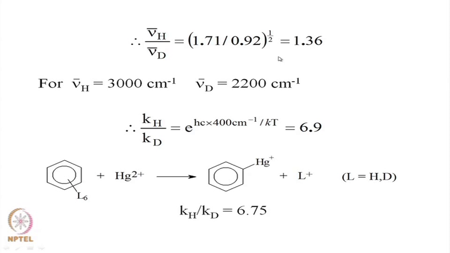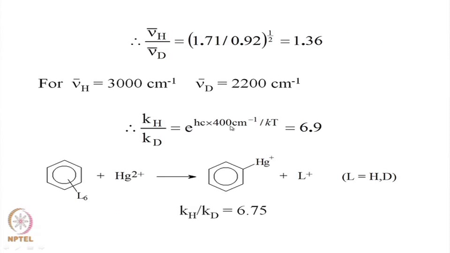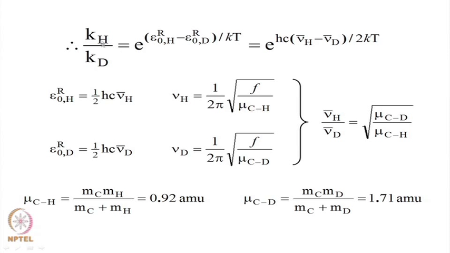Okay, so you change the atom's mass by one unit, and you will get about 800 centimeter inverse for hydrogen. Therefore, for kH by kD, if you divide HC by kT, you will find that you get 6.9. You see here, divided by 2, that is why it is 400. Just plug in this expression: kH by kD is equal to e to the power of E0 H on the reactant side minus E0 D on the reactant side divided by kT. Okay, so it is the Boltzmann factor.